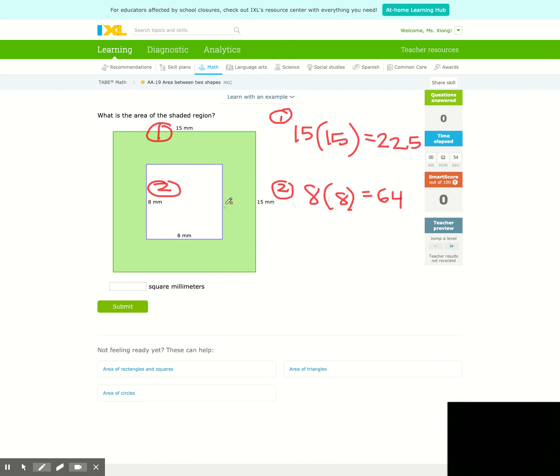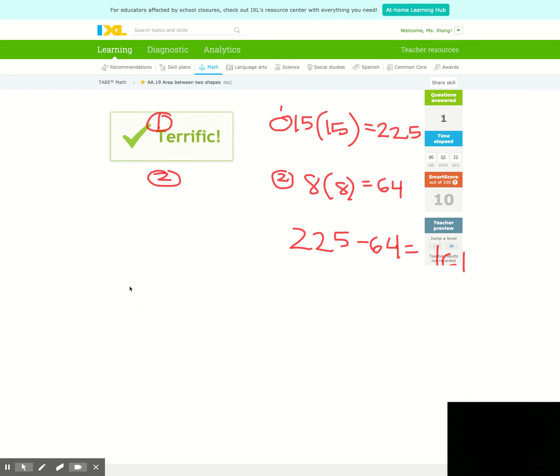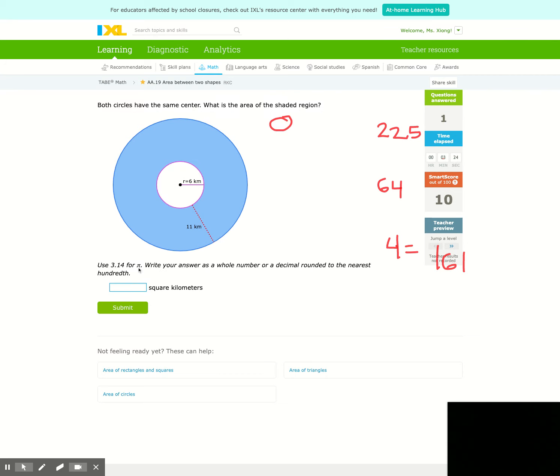Now, I don't want this small part, all right, inside of this big square. So I'm going to do 225 minus 64. All right, and if I subtract them, I should get an answer of 161. So let's punch it in. And we got it. All right, now we have to do the area of a circle.